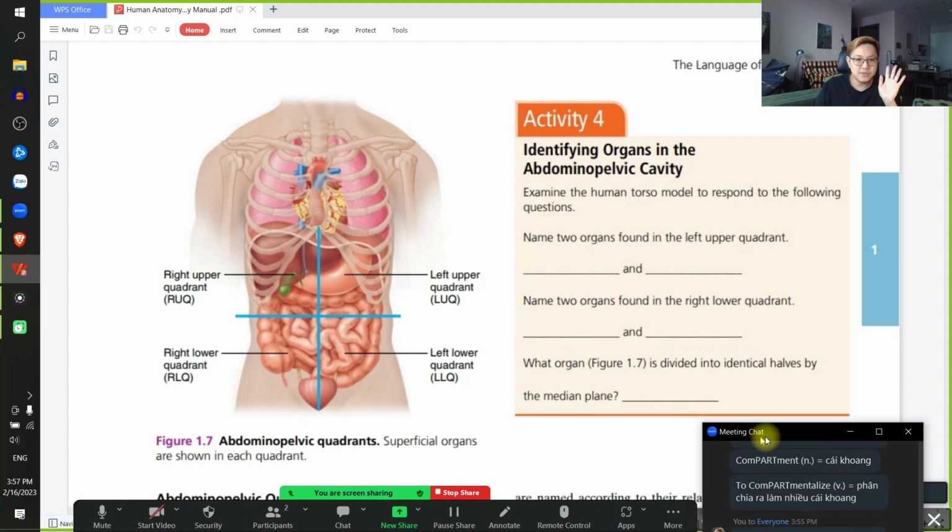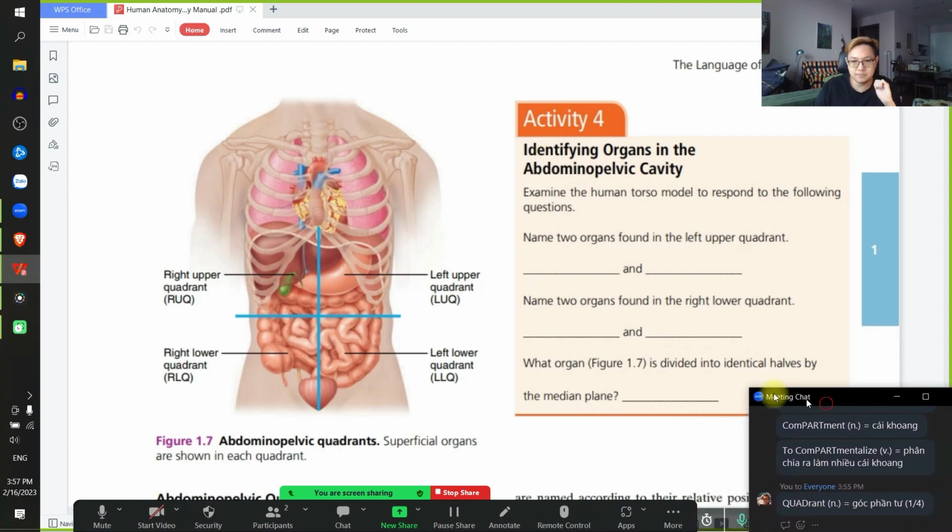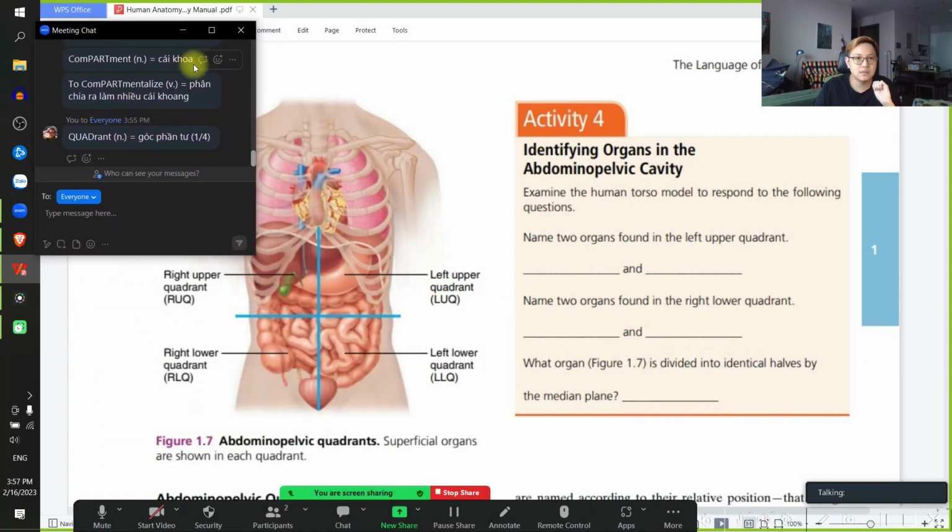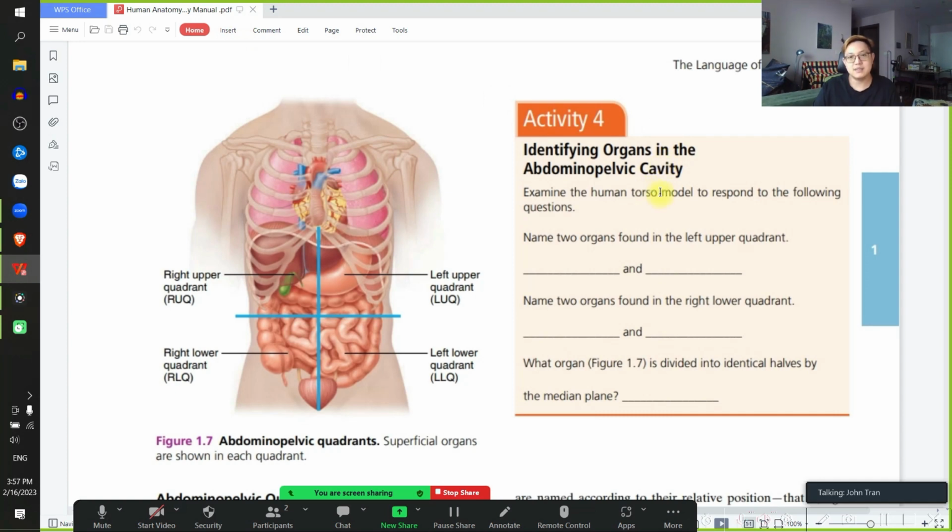Okay, so let's do activity 4, okay? Identifying organs in the abdominal pelvic cavity. Now let's do activity 4. Identify the organs in the abdominal cavity and pelvic cavity.